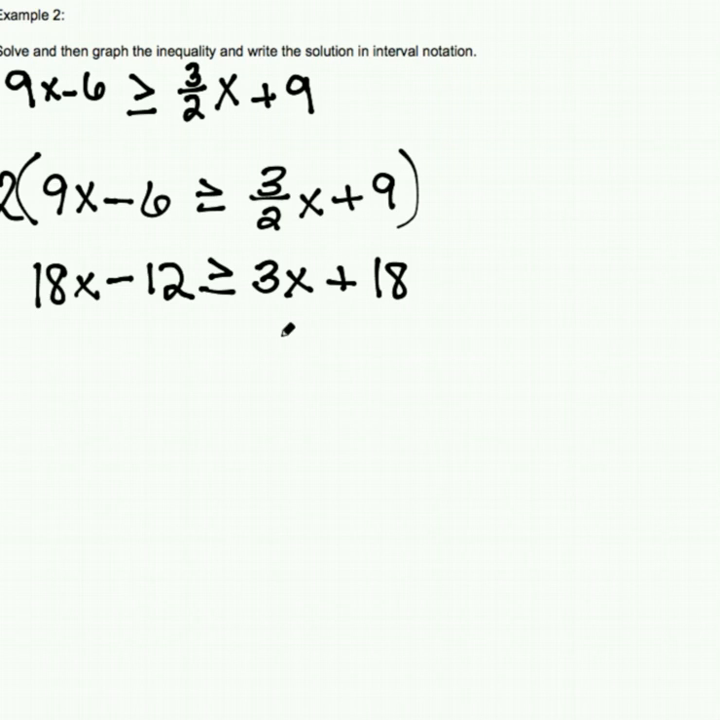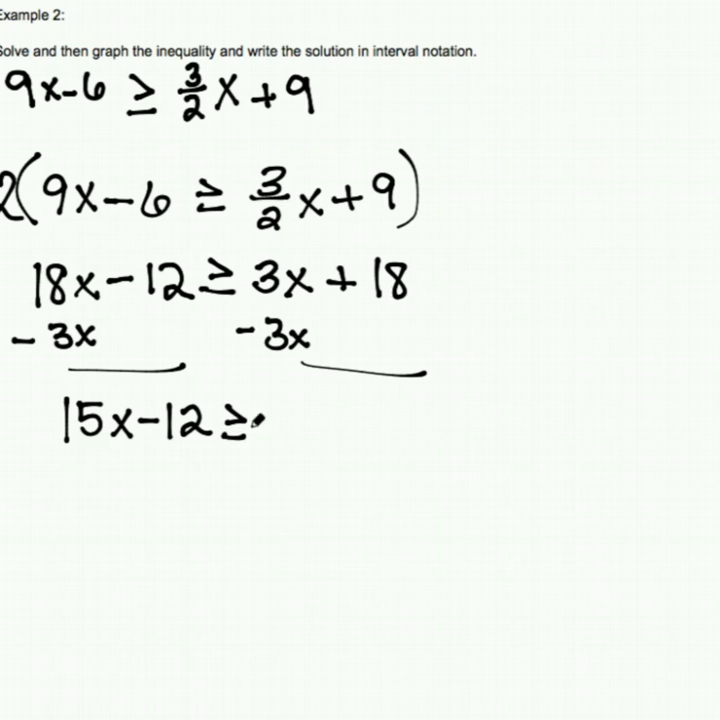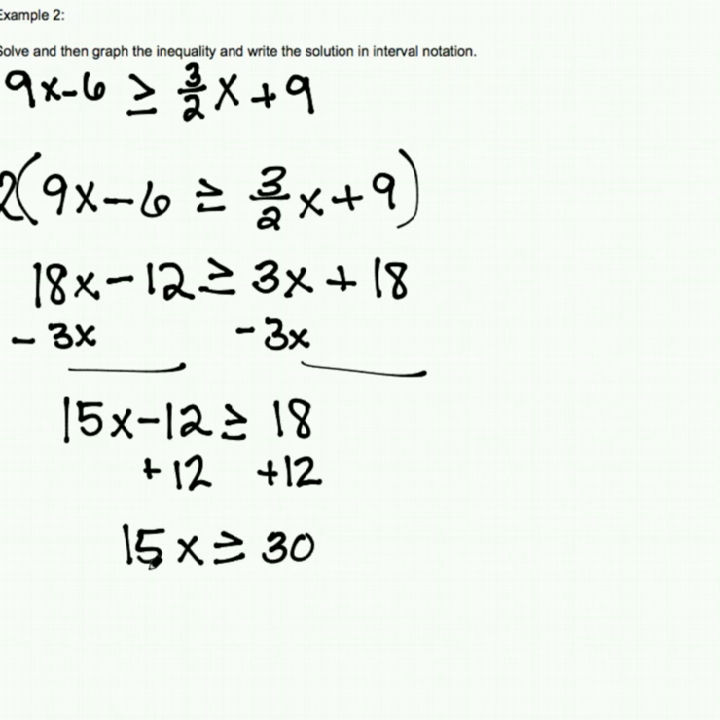Now I can solve this just like the last example. I want to get my x's on one side, my constants on the other. So I'm going to subtract 3x to move this 3x to the left-hand side. Now I have 15x minus 12 is greater than or equal to 18. Now I'm going to add 12 to both sides. That leaves me with 15x is greater than or equal to 30. And my last step would be to divide both sides by 15. So x is going to be greater than or equal to 2.